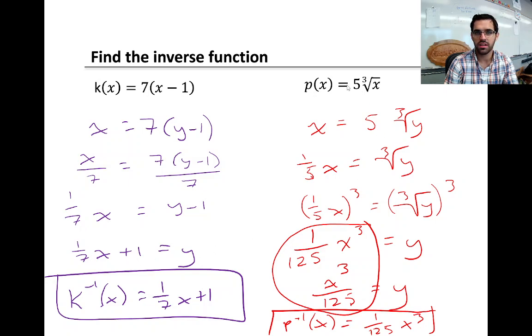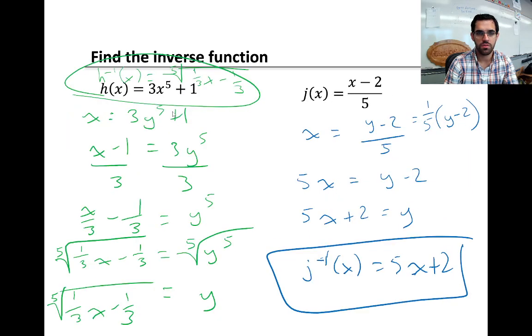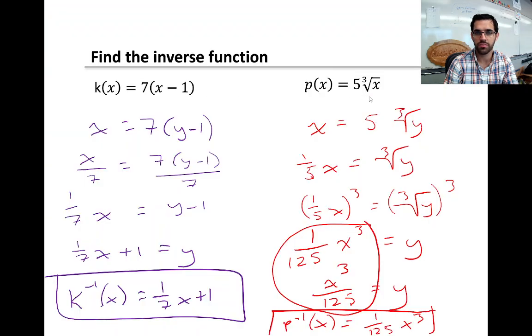P of x is a cube root function. Remember, for h of x, we had x to the power of 5, and we ended up with an inverse with a fifth root. It's going to be the exact opposite process for p of x. We're starting with a third root, so once we get rid of that, we're going to take each side to the power of 3. So we're going to end up with an x to the power of 3 function.